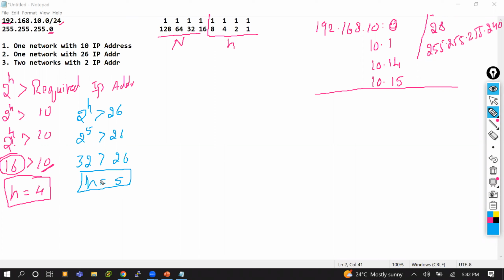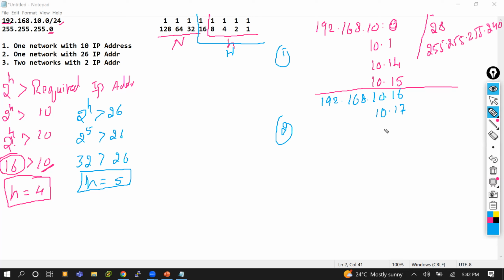So now how many bits do I have to borrow? 5 bits. From where do I have to borrow? Again, from here: 1, 2, 3, 4, 5. Now these 5 bits I'm borrowing for the host part. The remaining goes for the network. So this is my first network. Now the second network I'm going to write down. 192.168.10.16. Right? After 15 is what? 16. That is my next network ID.